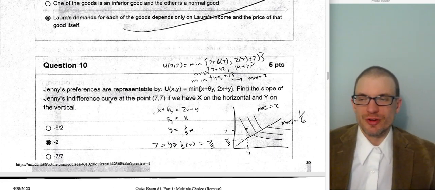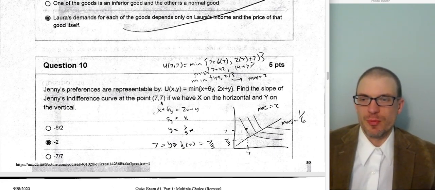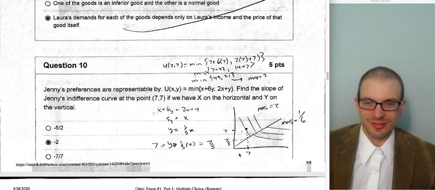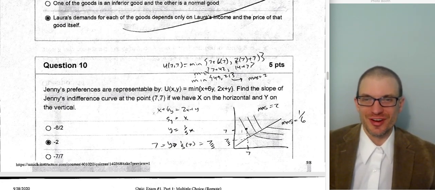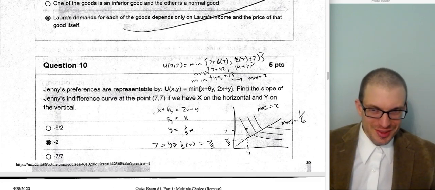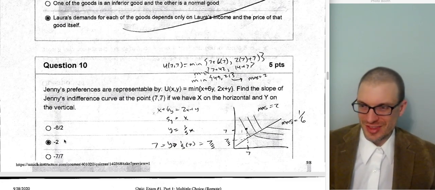What we want to do is find the slope of Jenny's indifference curve at the point (7,7), if we have x on the horizontal and y on the vertical. The easiest thing you could do is just evaluate the utility function at that point. Utility of (7,7) is going to be 49 on this side and 21 on this side. The smaller of the two is driven by this side of the utility function, and the slope of this thing, the marginal rate of substitution, is 2. So that's the answer.